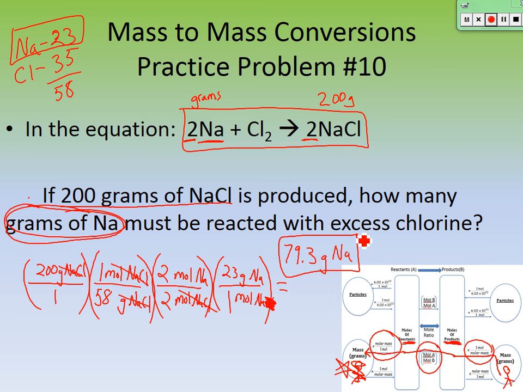I hope that you're seeing the importance of this. If your boss wanted you to make 200 grams of sodium chloride, how many grams of sodium would you need to start your reaction with? 79.3 grams. Isn't that cool? You can figure out how much you need to start with before you even start it, which is very important in chemistry.